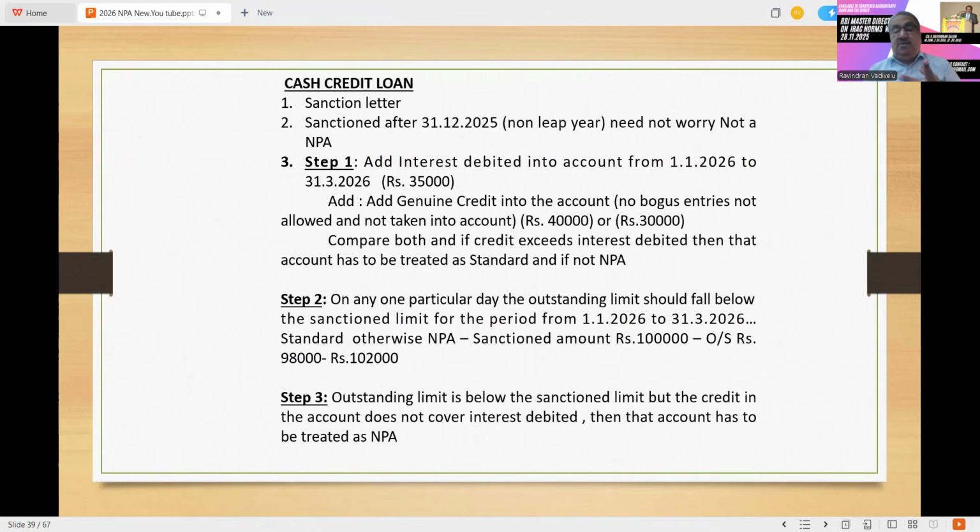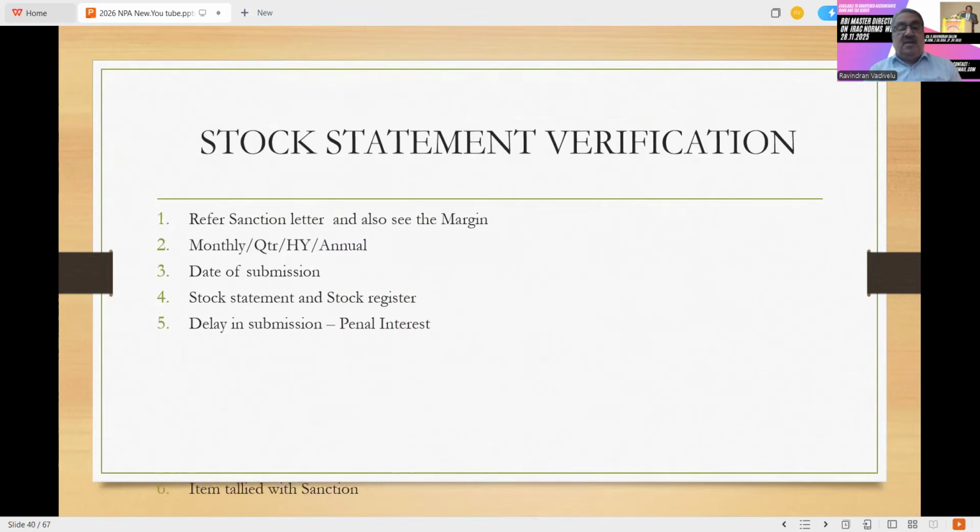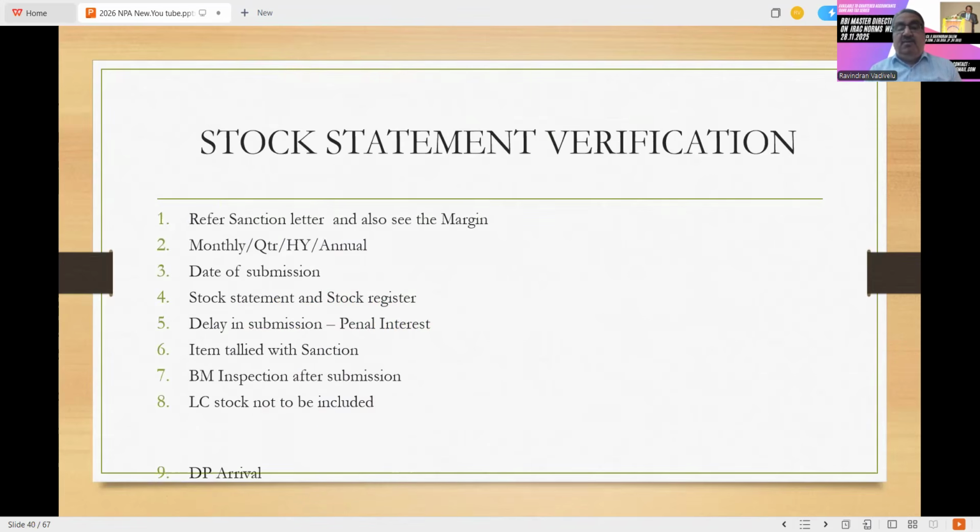With reference to step two, at least on one particular day during that quarter, the outstanding balance should be below the sanction limit. At least on one particular day, the outstanding balance should be below the sanction limit. So if that is the case, then that account has to be treated as standard. Otherwise, it should not be treated as standard. So suppose all the entire 90 days, if the outstanding balance exceeds the sanction limit, then that account you can classify it as NPA.